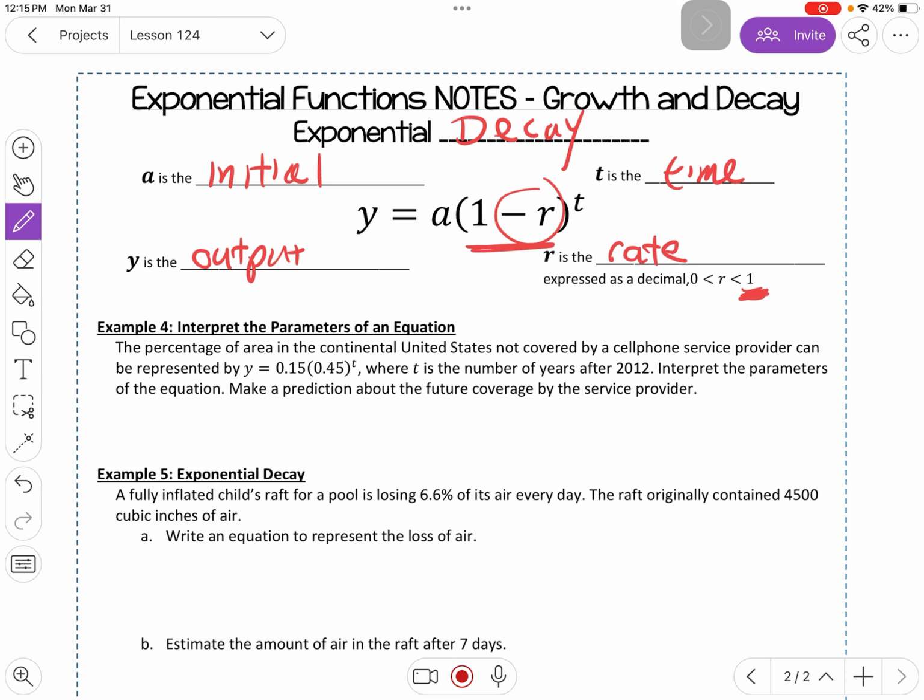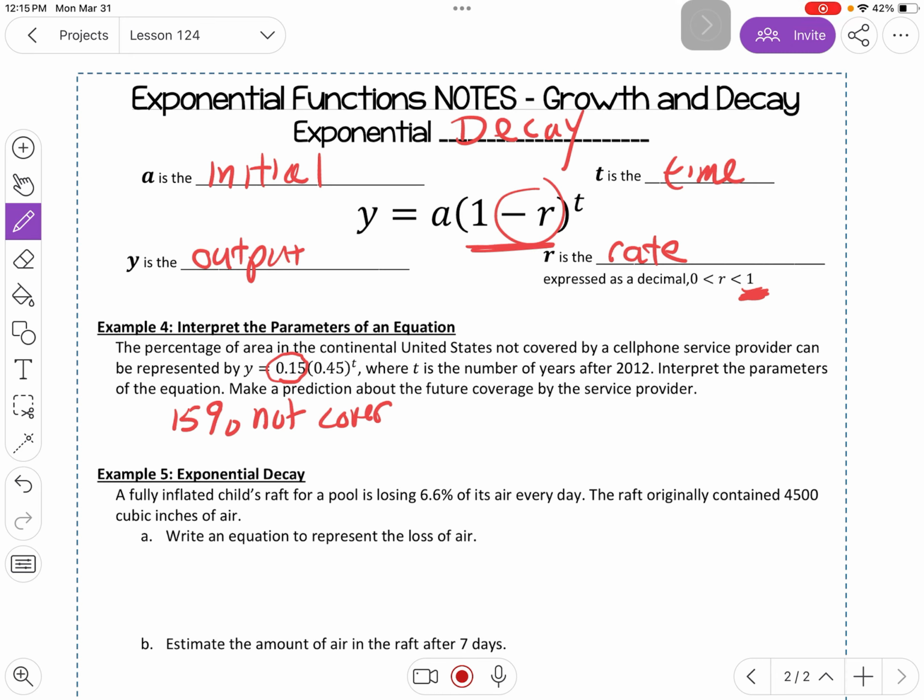Right here it says the percentage of area in the United States not covered by a cell phone service provider can be represented by y equals 0.15 times 0.5 to the t, where t is the number of years after 2012. Interpret the parameters of the equation. So in other words, the number of years, that's t, and the initial percentage is right here. So 15% is what is not covered.